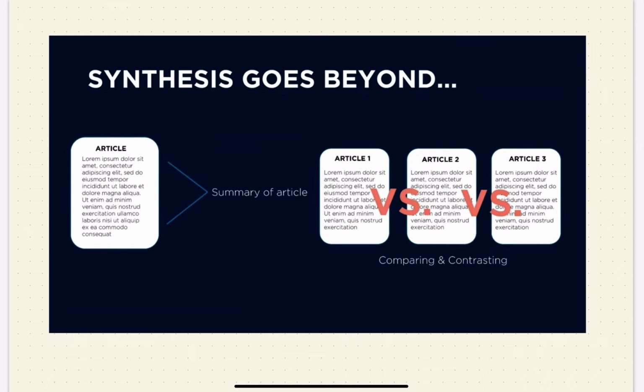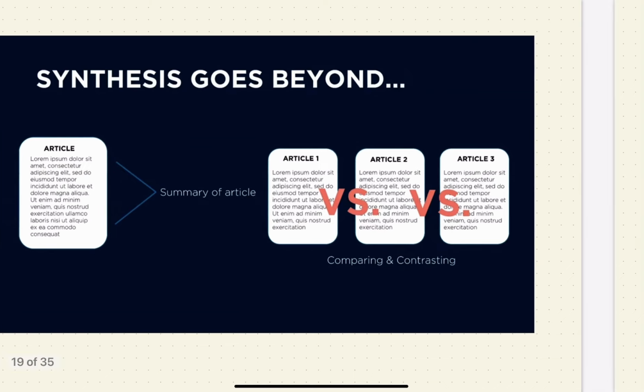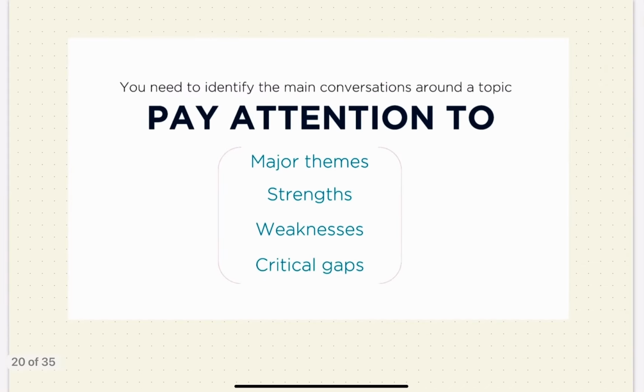We're making a narrative, a learning that's easy to understand and even easier to follow. So, let's practice. Synthesis requires us to identify the main conversations around the topic we are gathering information about. So, we have to be able to identify major themes, strengths, weaknesses, and gaps that we have in our knowledge base about the thing that we want to explore.